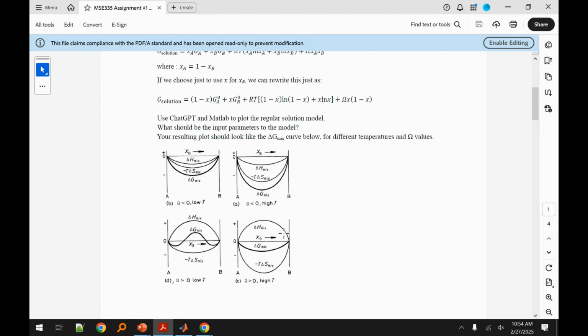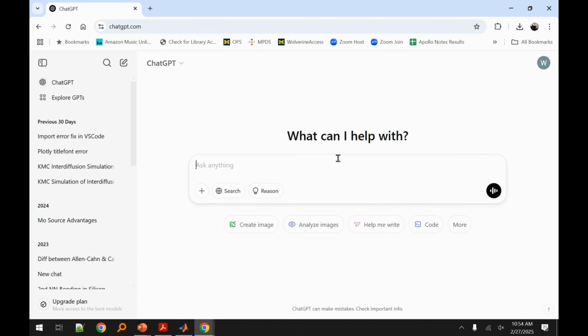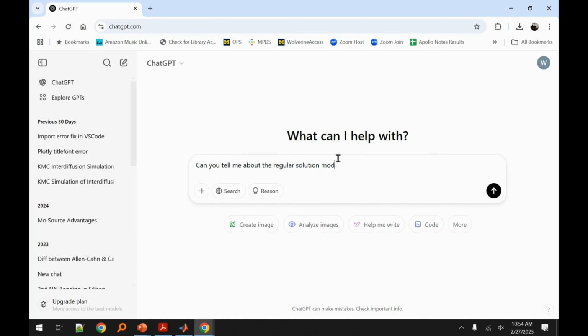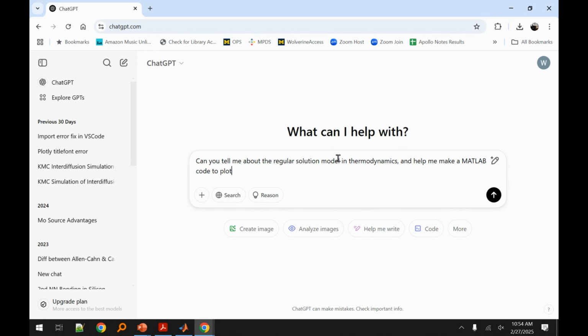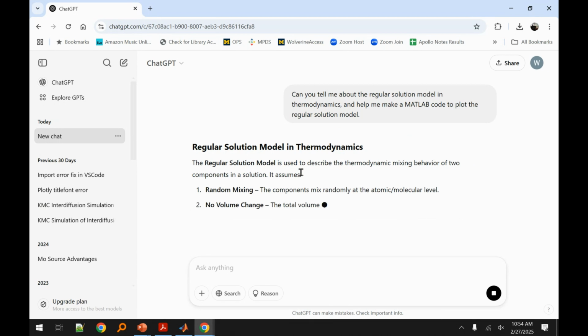I can go to ChatGPT and say, can you tell me about the regular solution model in thermodynamics and help me make a MATLAB code to plot the regular solution model. It'll start generating. By the way, I'm using the free version of ChatGPT right here. This is not the $200 a month one that I actually pay for as well. But I just want to show what you can do with just the very simple models of ChatGPT.